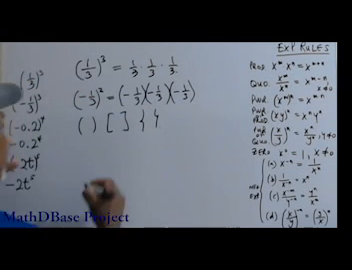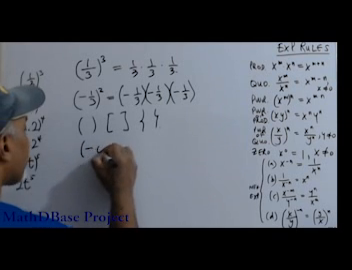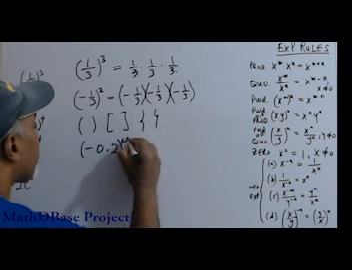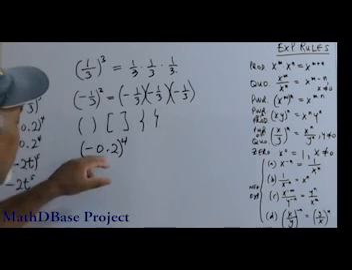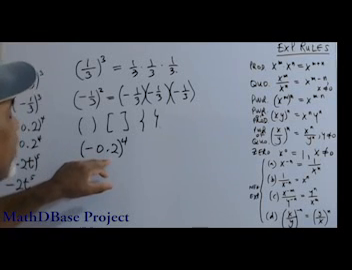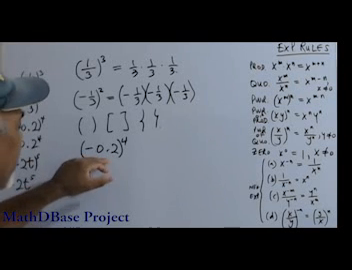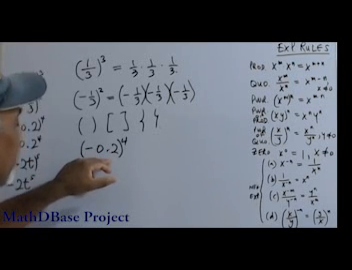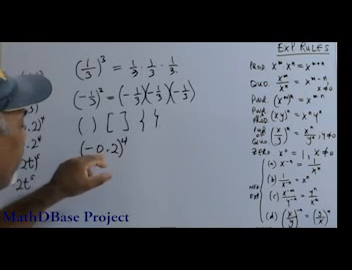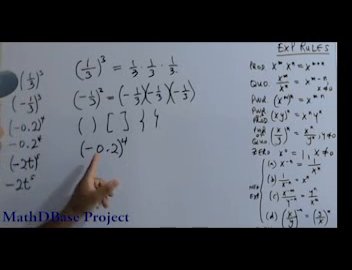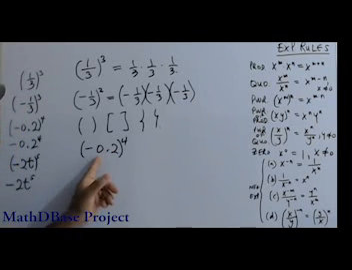In this situation, I have negative 0.2 raised to the 4, which means negative 0.2 times negative 0.2 times negative 0.2 times negative 0.2. I write them 4 times and multiply them. The base here is negative 0.2.